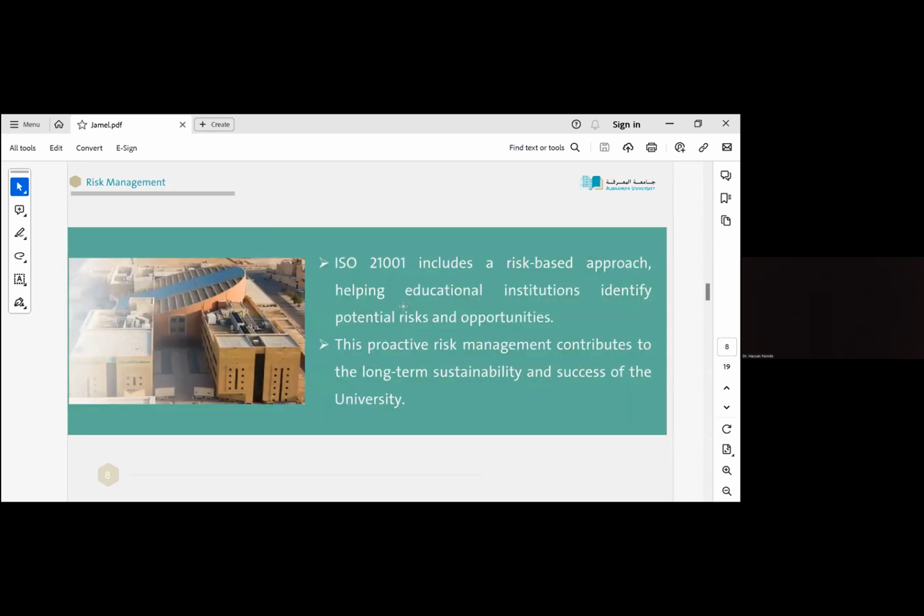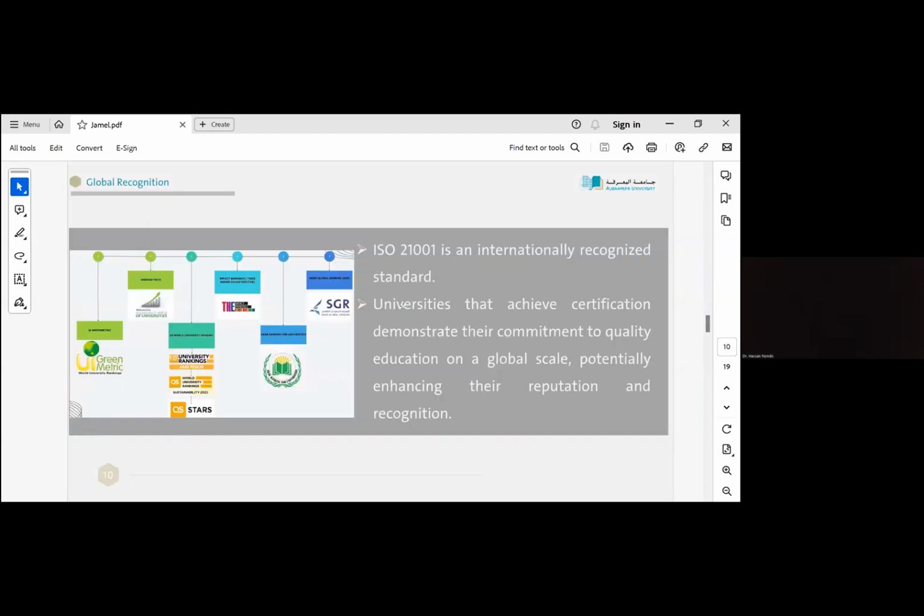In all of this, there are risks that we have to take. We can't manage an educational institution without taking a risk. So ISO 21001 includes a risk-based approach, helping educational institutions identify potential risks and opportunities. We are talking about competition here. This proactive risk management contributes to long-term sustainability and success of the university. Unless we become competitive, it's going to be very difficult for us to achieve what we want to achieve. So we focus on competitiveness.